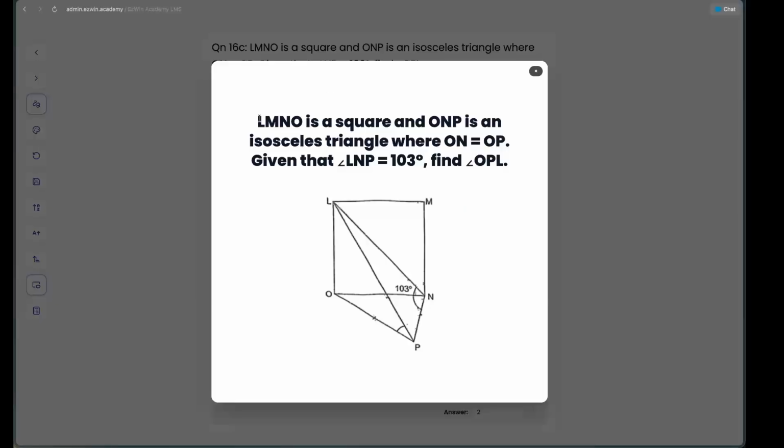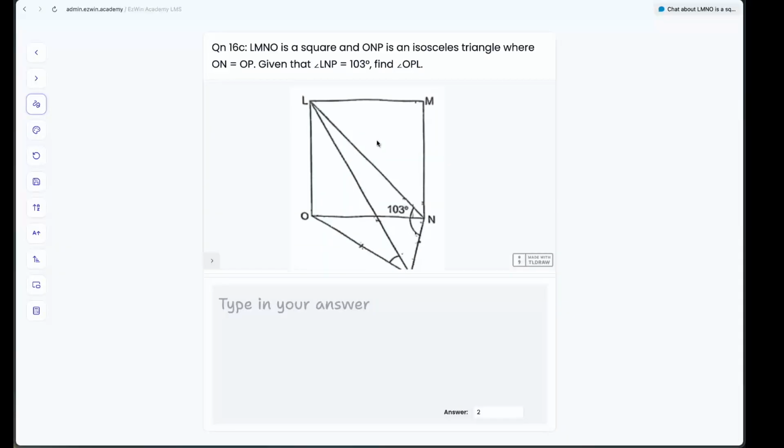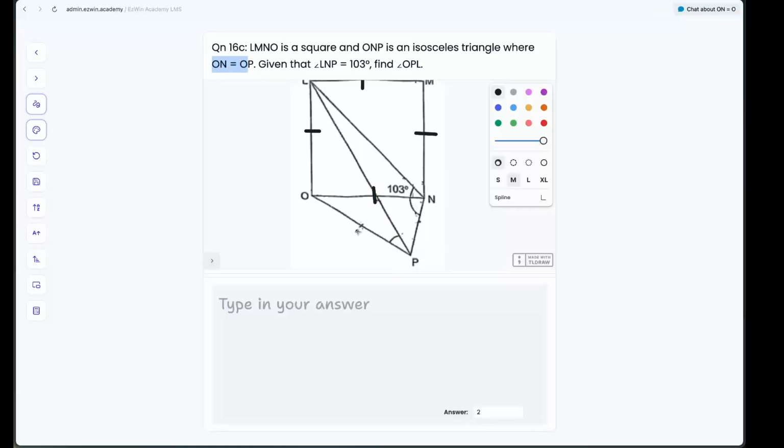Question 16c. LMNO is a square and ONP is an isosceles triangle where ON is equal to OP. Given that angle LNP is equal to 103 degrees, find angle OPL. So first thing is we just want to mark out all of the equal sides. Since LMNO is a square, the equal sides look something like this. And then we know from the question that ON is equal to OP. That's what we see over here.